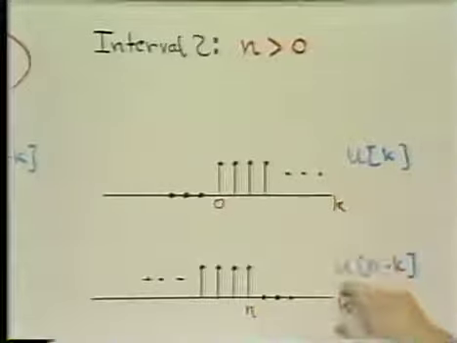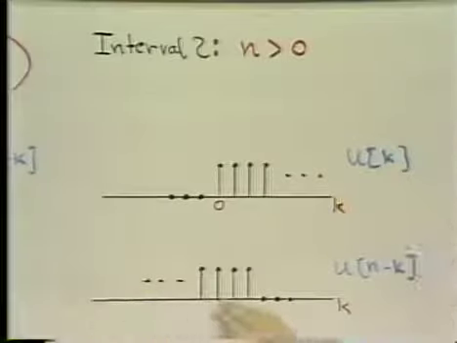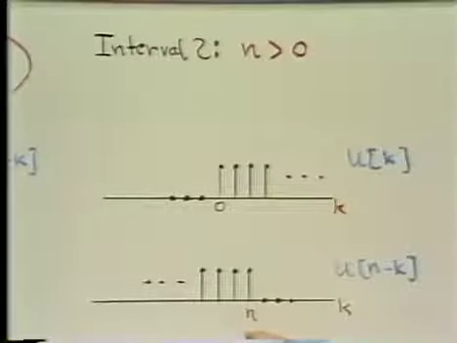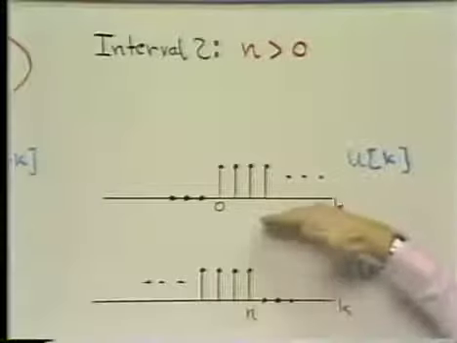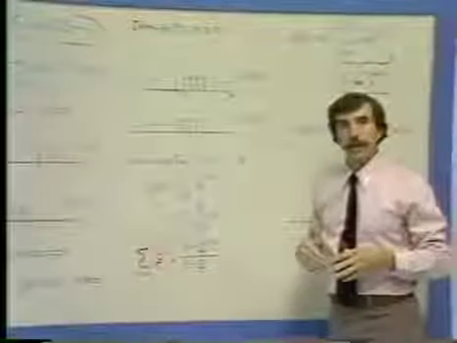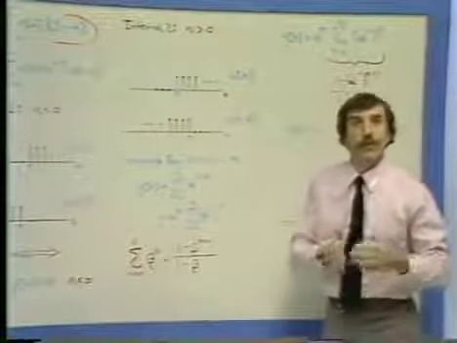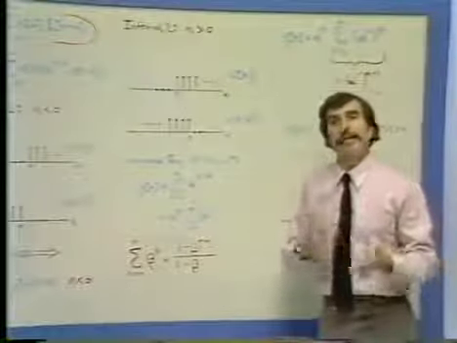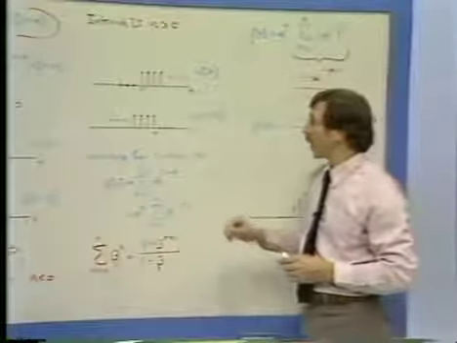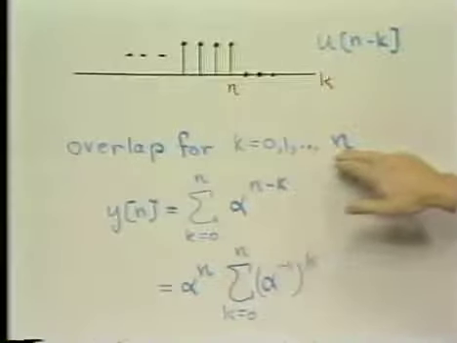We have u of n minus k, which is a unit step going backward in time, but which extends for positive values of n. If we think about multiplying these two together, we will get in the product unity for what values of k? Well, for k starting at 0 corresponding to one of the unit steps and ending at n corresponding to the other unit step. So we have an overlap between these for k equal to 0, etc., up through the value n.